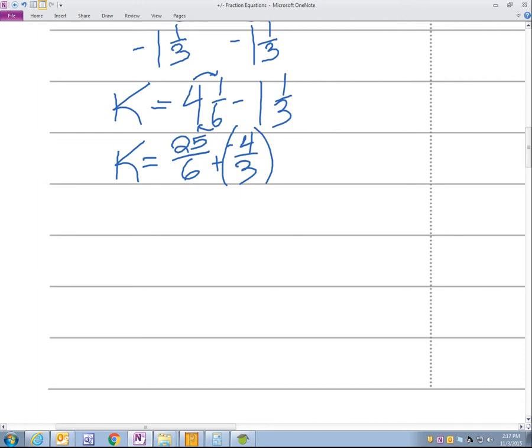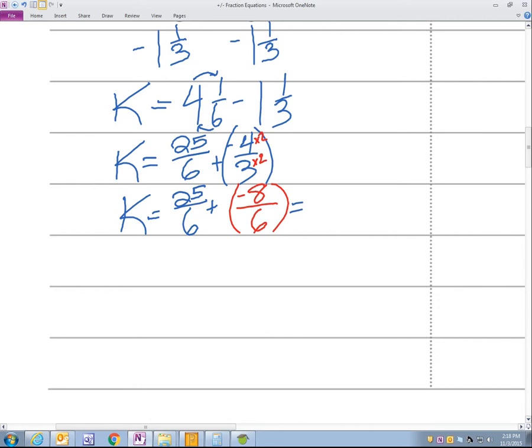So it's going to be 6. This guy stays the same, 25 over 6, plus, in order to get to 6, I have to multiply this guy by 2, which means I have to multiply that guy by 2 to keep an equivalent fraction. Negative 8, over 6. Now I have 25 plus negative 8.